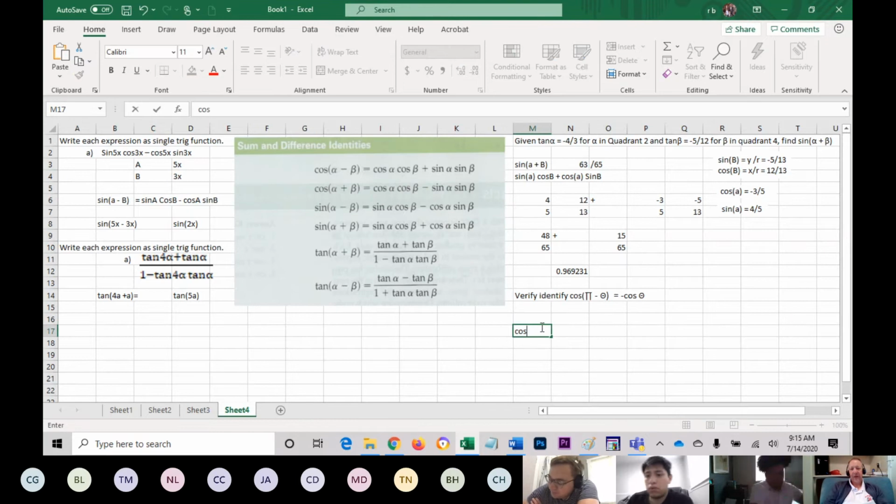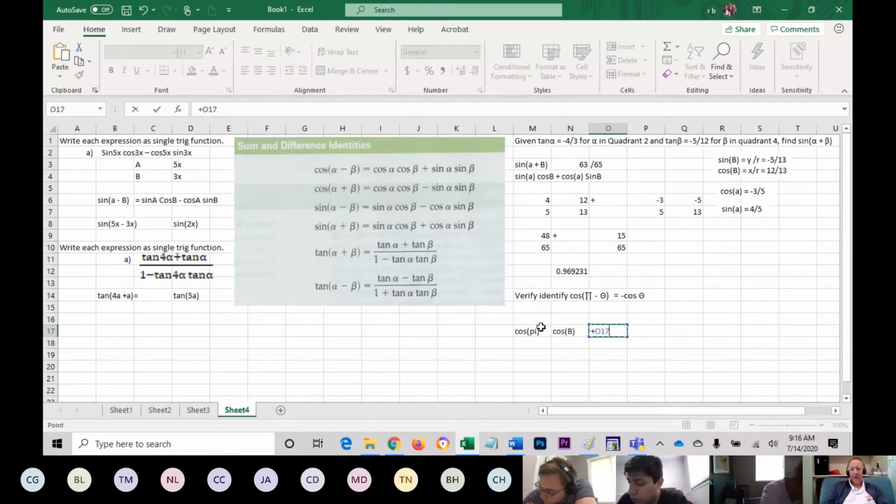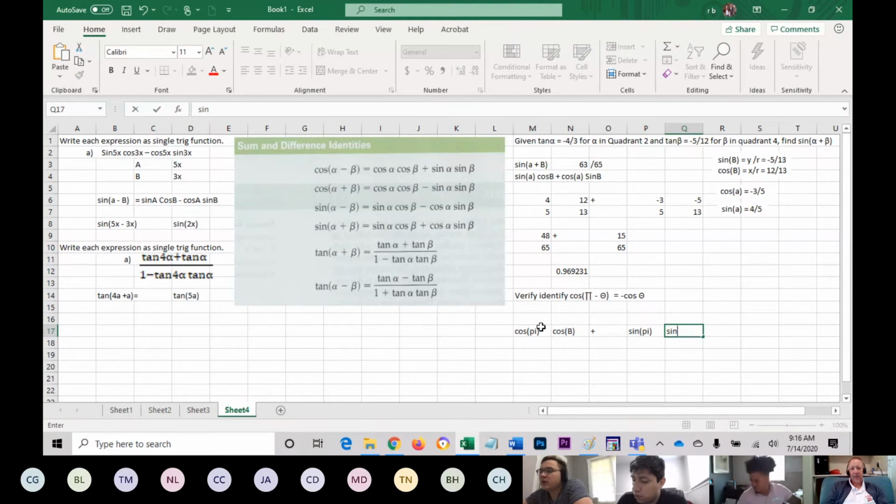Okay. So that's going to be the cosine of pi times the cosine of, I'm going to put beta instead of theta because I can't make a theta, plus the sine of pi times the sine of theta or beta.